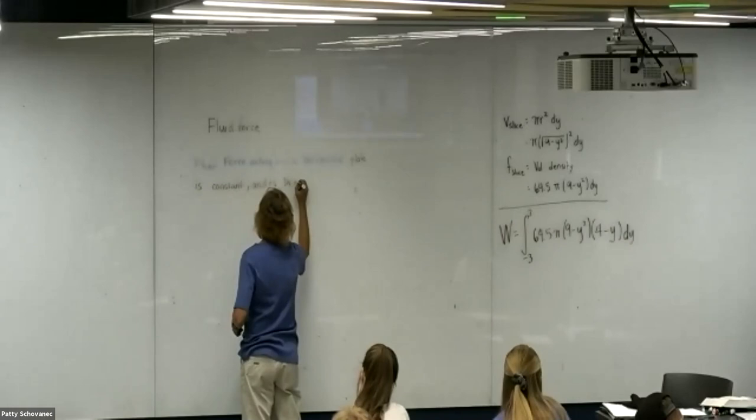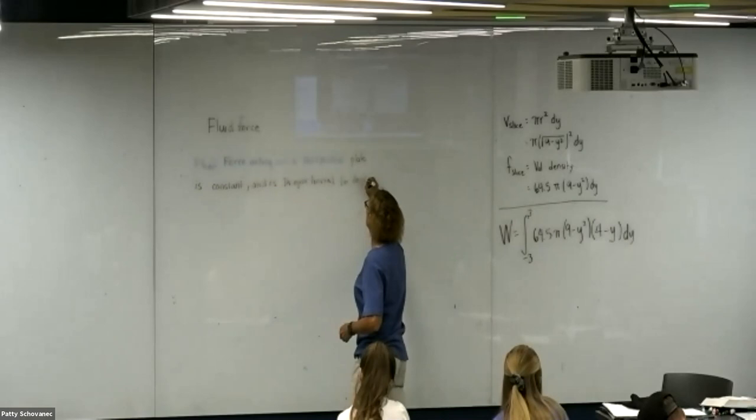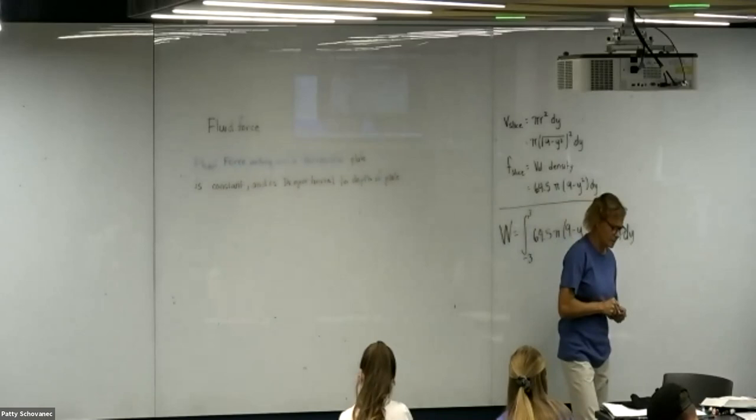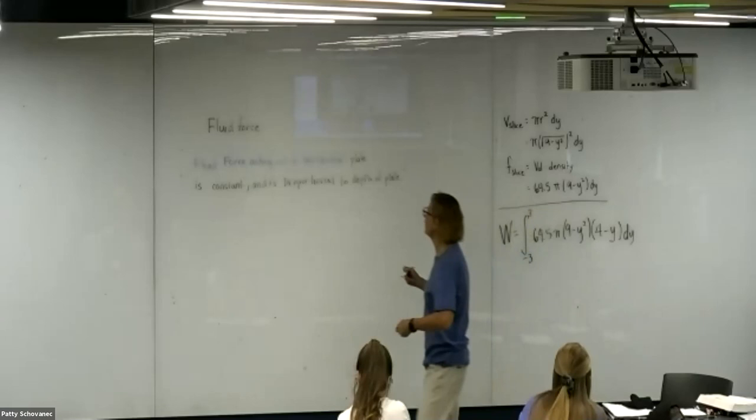Are we assuming that the plate is infinitely thin? Of course. This is calculus. In calculus, everything is infinitely thin. If you do not have infinite in some part of the problem, then it's not calculus. That's right. I don't know where my good black marker is.